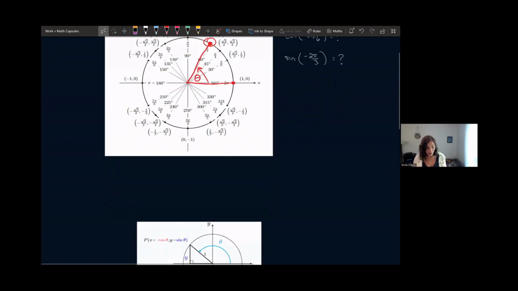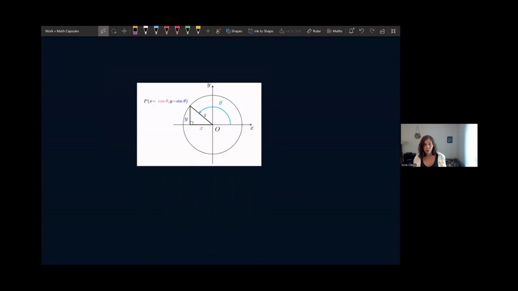That's true in any quadrant. So no matter what, the angle I'm talking about is the one that I get by starting at the positive x-axis and counting around counterclockwise. And then the x value is always cosine, the y value is always sine. This is if the angle is positive. We'll talk about negative angles as well.